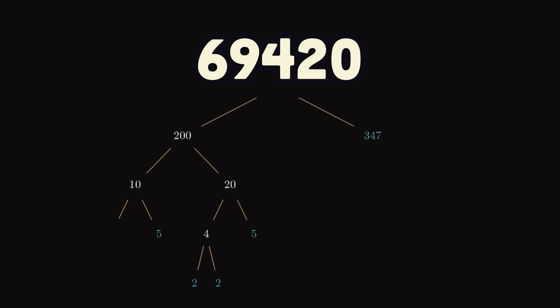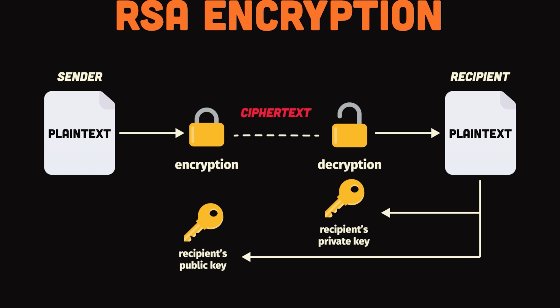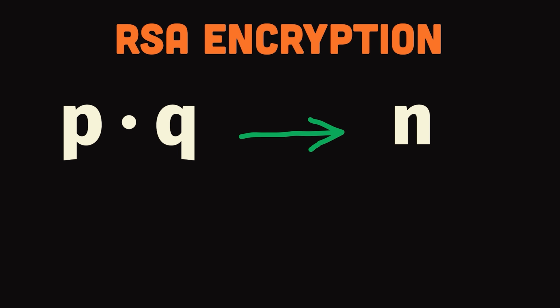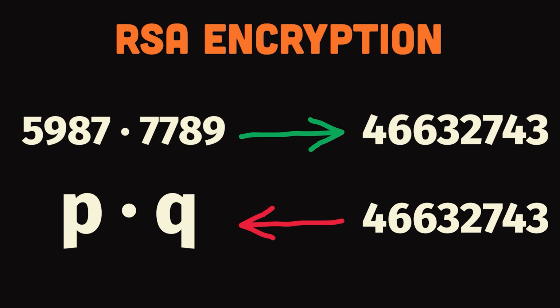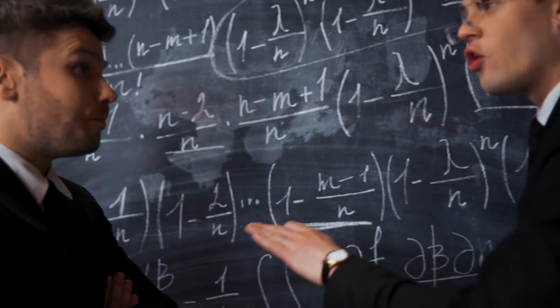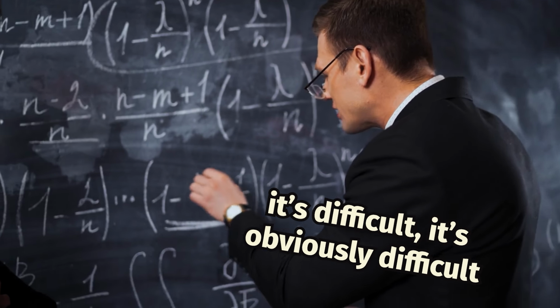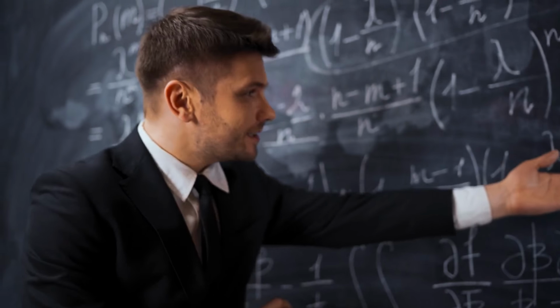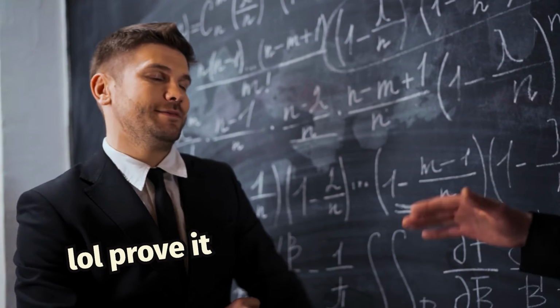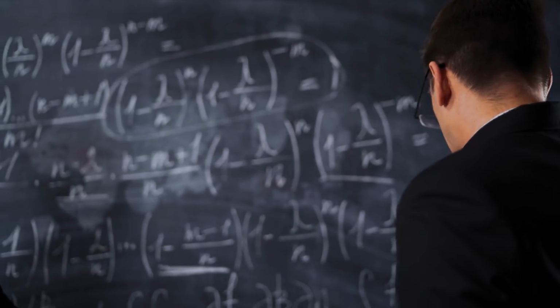And that simple fact is why prime numbers are the foundation for modern public key cryptography, like RSA encryption. Multiplying two primes is easy, but factoring back to the original components is extremely hard. What's funny is that we know it's hard, but mathematicians can't actually prove that it's hard, and can't prove that no faster algorithm exists.